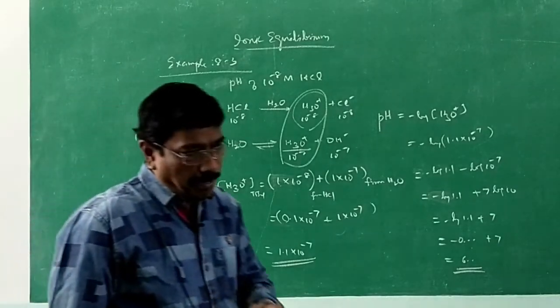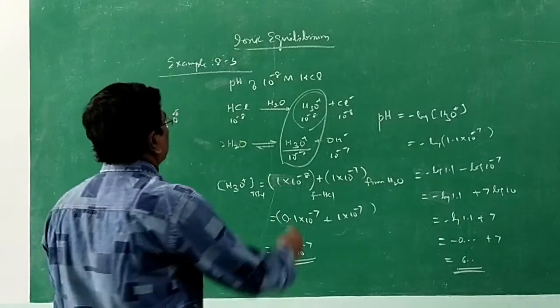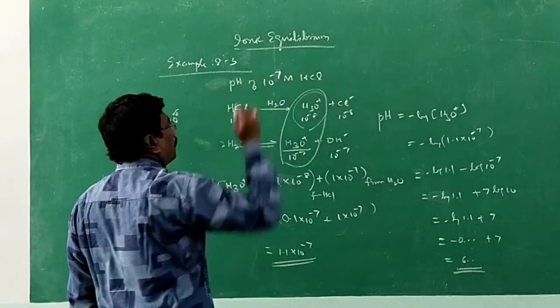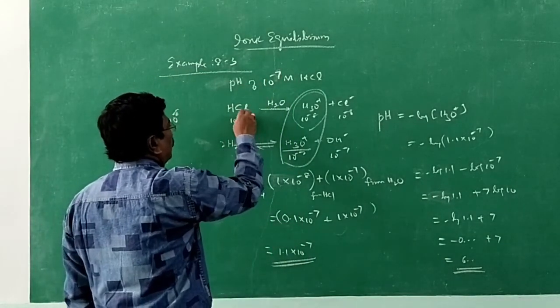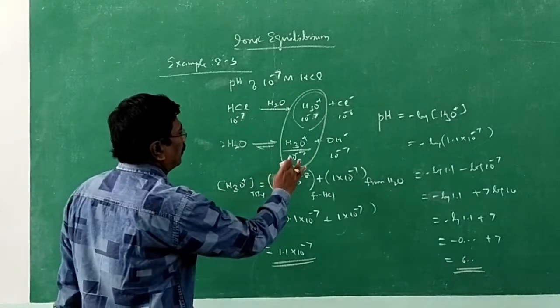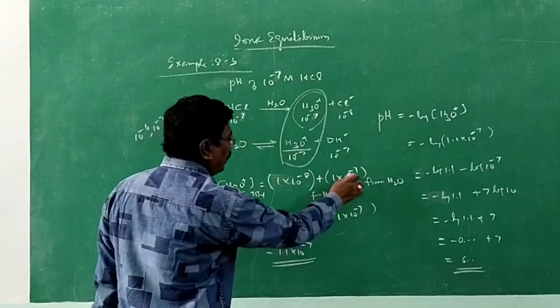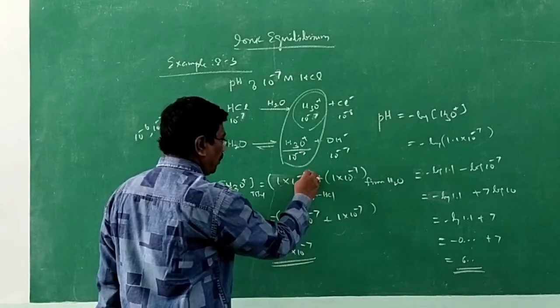In example 8.3, they have given, calculate the pH of 10 power minus 7 molar HCl. Concentration of hydrogen ion available is 10 power minus 7, so it is 10 power minus 7.